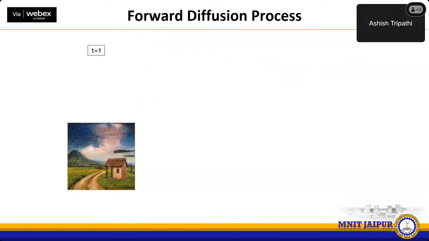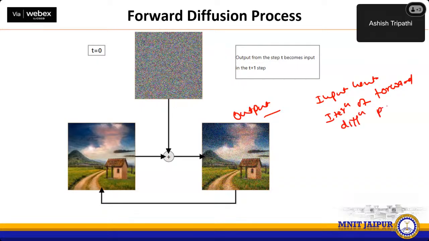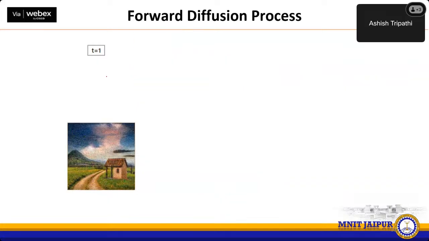Now let us see the output image that has been generated. So this is the output image. This output image will become the input for the next iteration of the forward diffusion process. So again, this is iteration number 1, and this is the input image for iteration number 1. And where did this input image come from? This input image came after adding some noise to the original image at timestamp equal to 0.